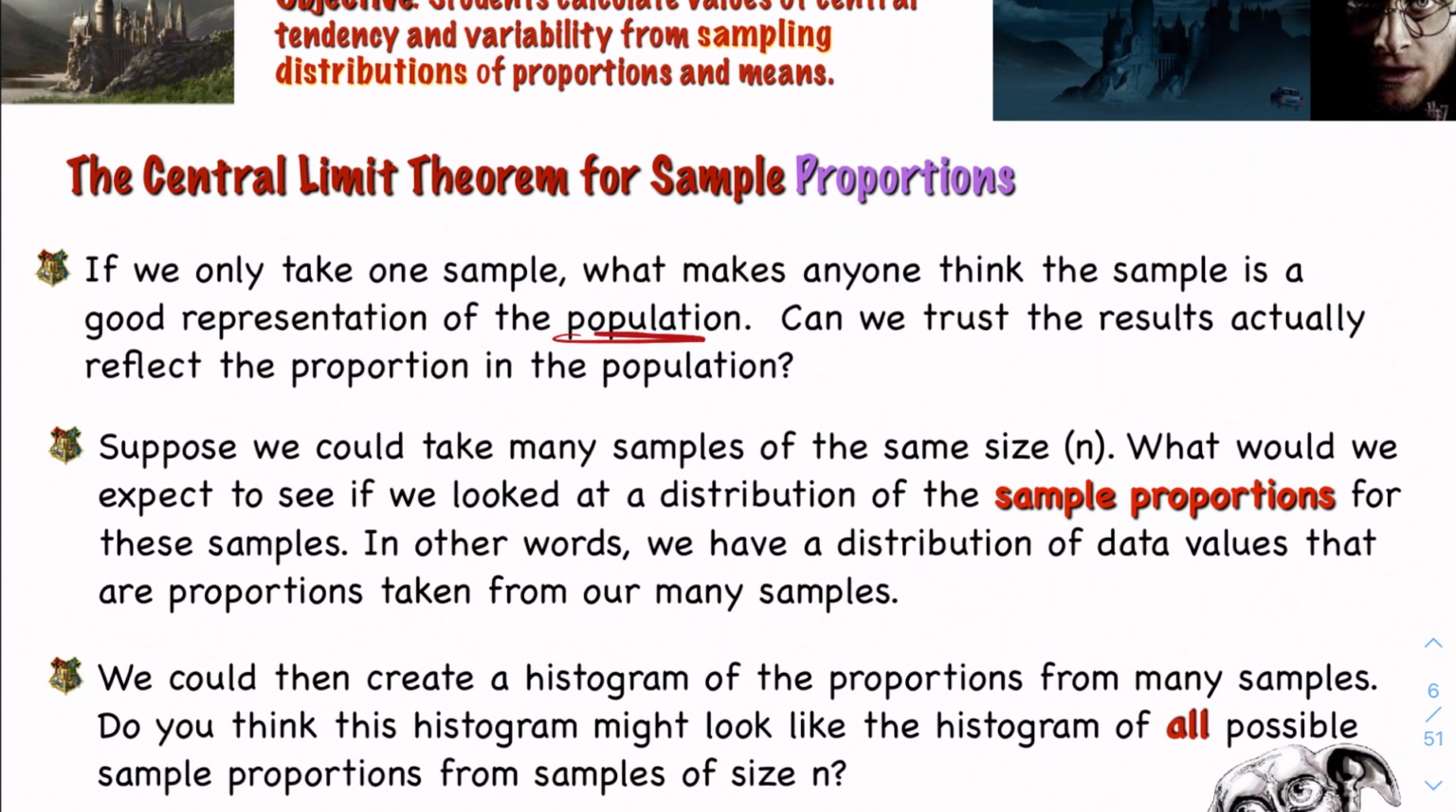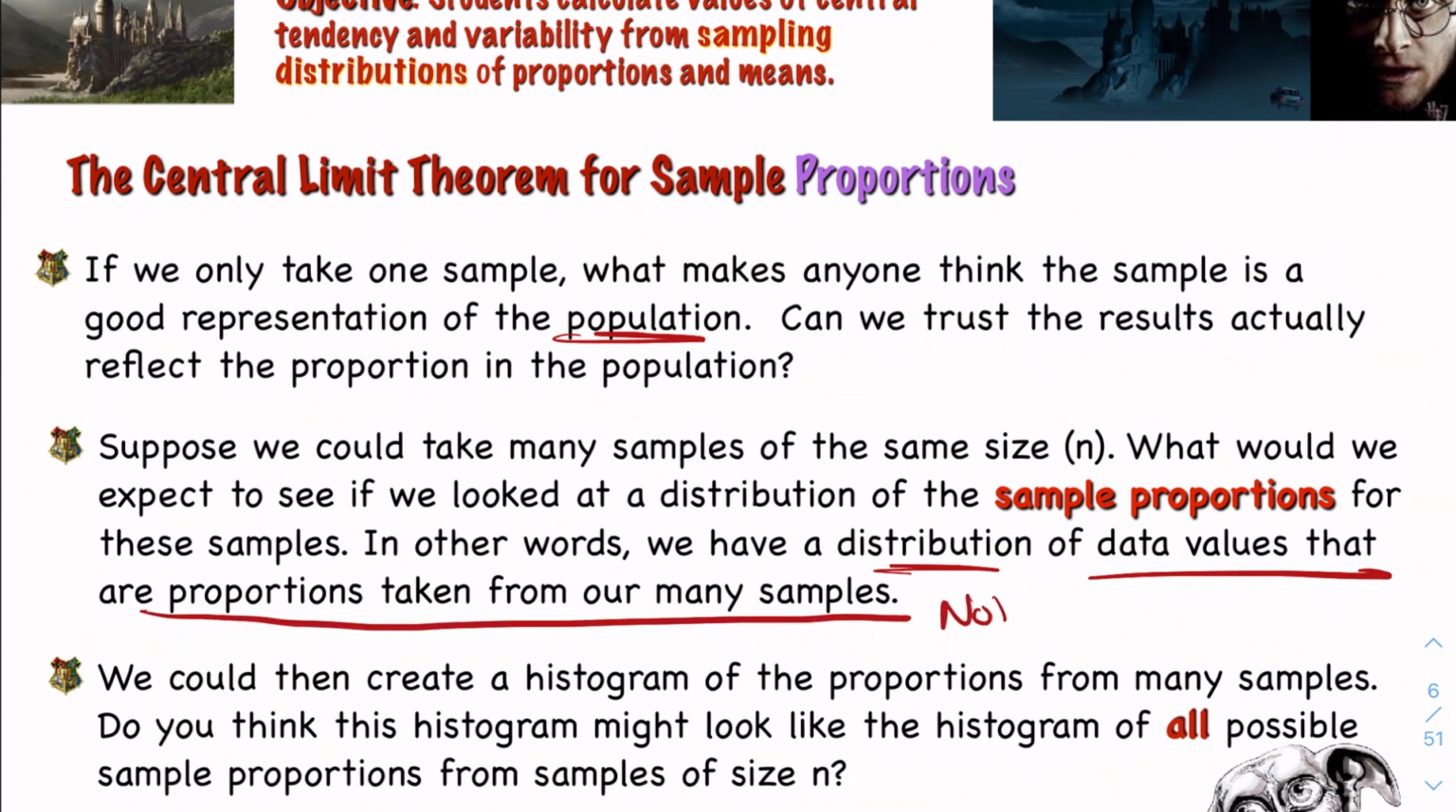So in other words, we have a distribution of data values that are proportions taken from our many samples, not individual data values. And that is the switch that we're making. We're not just looking at a sample and all of its data, but we're looking at the average from any given sample or many given samples, and then looking at the distribution of averages. So we could then create a histogram of the proportions for many samples.